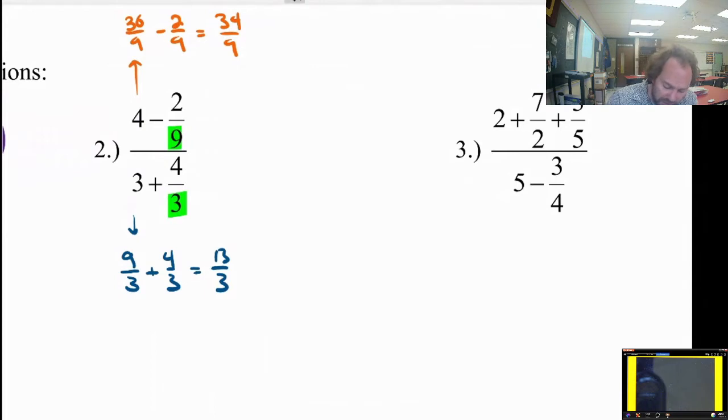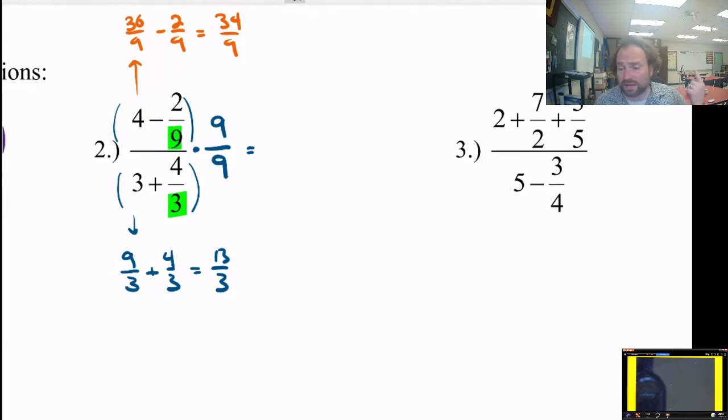So let's multiply everything by 9. We're going to multiply by 9 over 9. We have to multiply by 9 over 9 because then we're multiplying by 1, and then it's allowed to happen. And what's going to happen here is we have to kind of distribute. And you'll see pretty quick that this gives us the same answer as above, but it does save us a couple steps down the line.